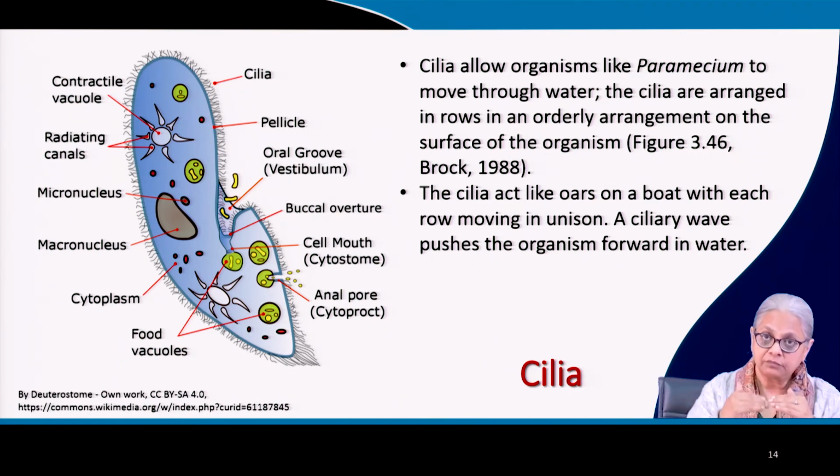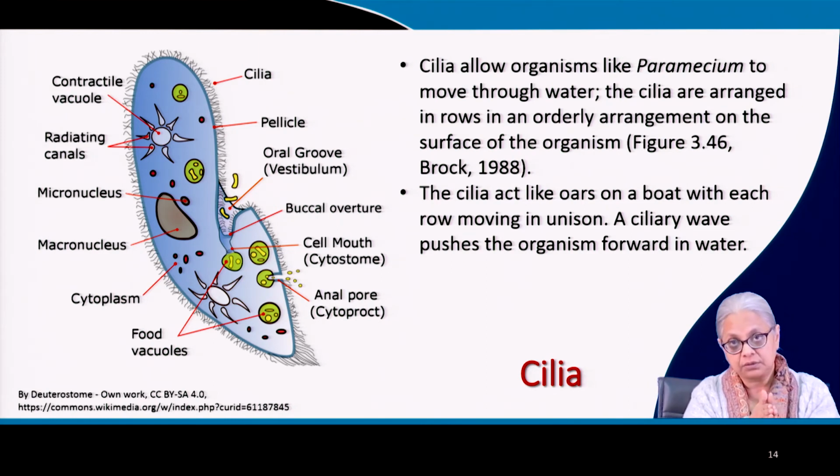So you have a ciliary wave. So the ciliary wave is where each row of the cilia is moving together, pushing in one direction, and then the next row starts doing the same thing, and so on and so forth. So there is a ciliary wave over the entire body of the protozoa that pushes the paramecium through the water. It's very interesting. You can take a look at the nature of these cilia on the surface of the paramecium.